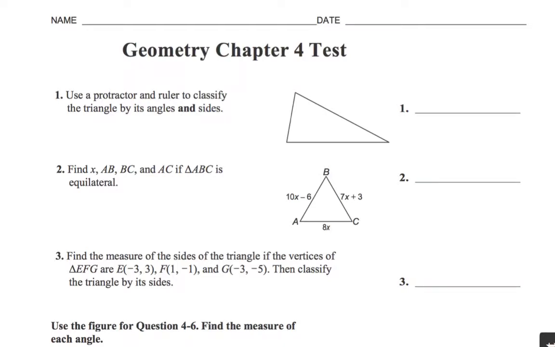This is a review for the Geometry Chapter 4 test. So, number 1, it says to use a protractor and ruler to classify the triangle by its sides, or angles and sides. You'll need your ruler, but I can tell you that the sides are not going to be the same. So it's going to be scaling.